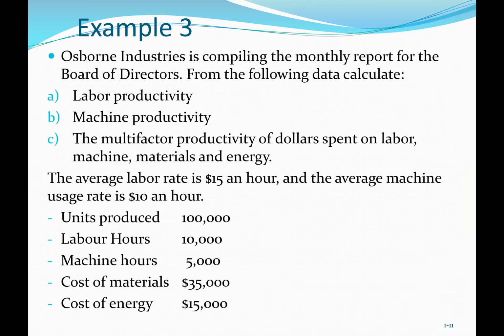Example number 3. Osborne Industry is compiling the monthly report for the board of directors. The average labor rate is $15 an hour, and the average machine usage rate is $10 an hour. Units produced were 100,000, labor hours 10,000, machine hours 5,000, cost of materials 35,000, cost of energy 15,000.